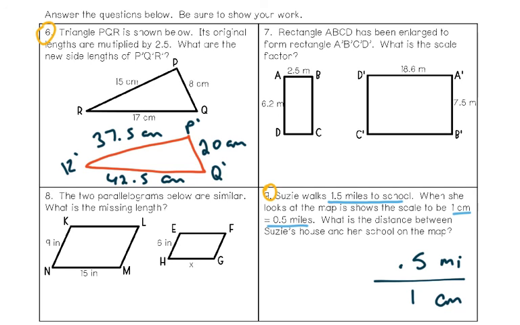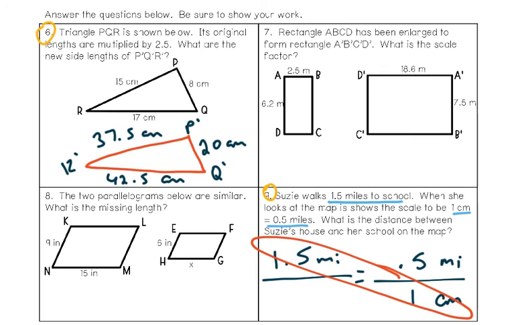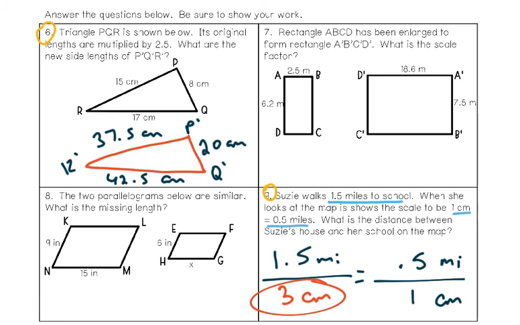Since I know that she walks 1.5 miles to school, I need to make a new fraction and write the miles on top so it matches with the other fraction. So 1.5 miles goes on the top of my new fraction over some amount. That's what the question's asking. The distance between Susie's house and school on the map. So since I'm looking for this in centimeters, I need to find a missing value between two fractions like this. That's whenever you cross multiply. So you multiply what you have across, and then you divide by what's left. When you do that, you'll see that you get 3 centimeters on the map.